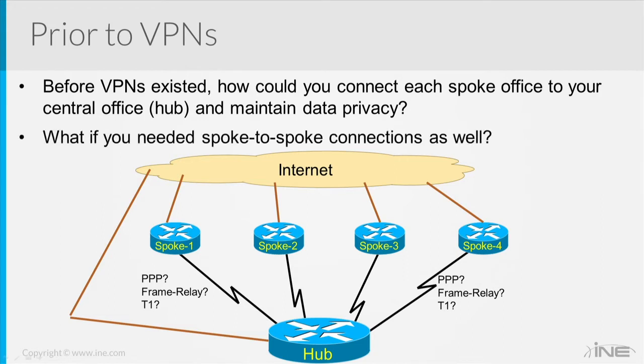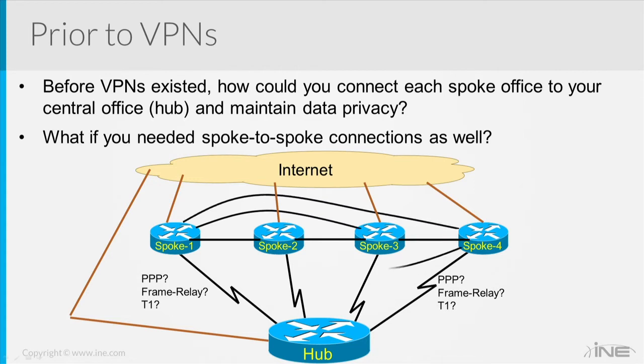And what if I want the spokes to be able to talk directly to each other? Well, then I have to pay for additional point-to-point connections between the spokes. So imagine if each one of these black lines here was represented by a T1 connection. That's a lot of T1s we're paying a monthly bill on to get our privacy.